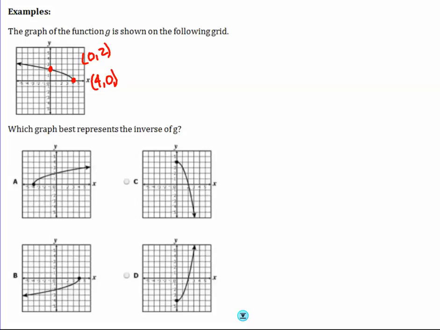So the inverse of this function would have the flipped points. So it would have the point 0, 4 and the point 2, 0. So we can look at these graphs below and see which one has both of those points. So 0, 4 would be this point, 2, 0 would be this point. So C is the graph of the inverse of the original function.